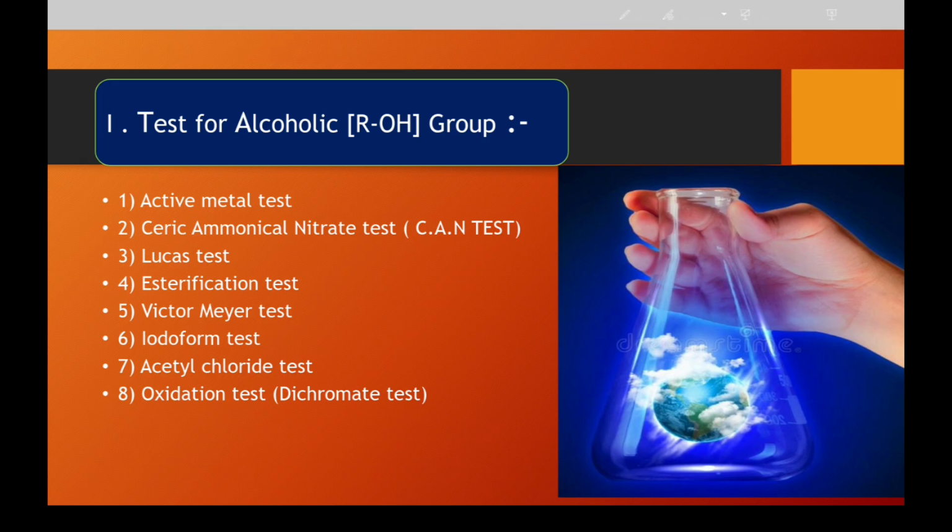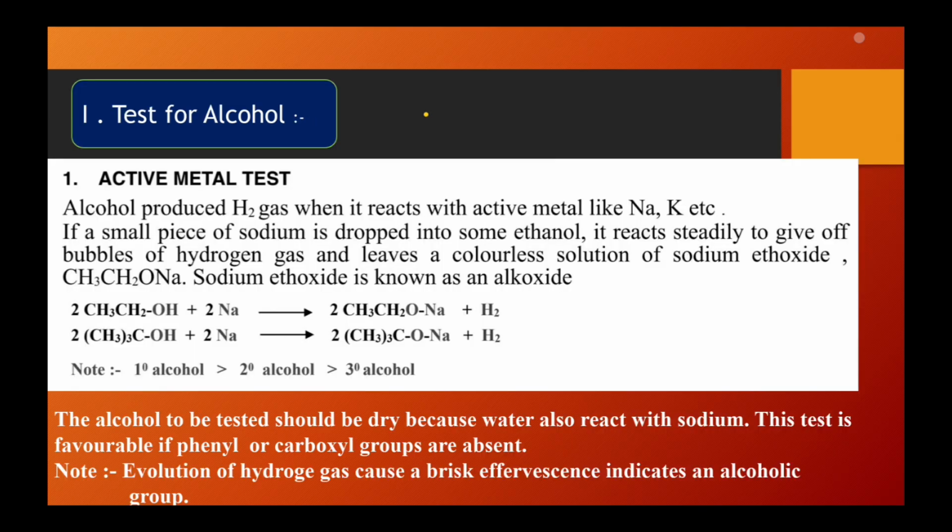The tests for the alcoholic group are: number 1, active metal test. Number 2, ceric ammonium nitrate test, the CAN test. Number 3, Lucas test. Number 4, esterification test. Number 5, Victor Meyer test. Number 6, iodoform test. Number 7, acetyl chloride test. Number 8, oxidation test, nothing but the dichromate test. These are the different tests to find whether an alcoholic group is present in the organic compound.